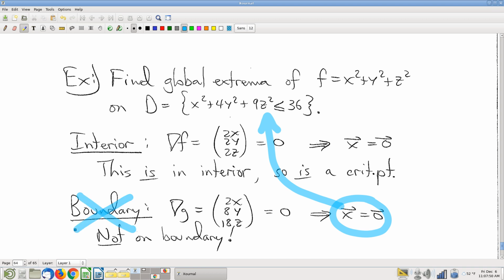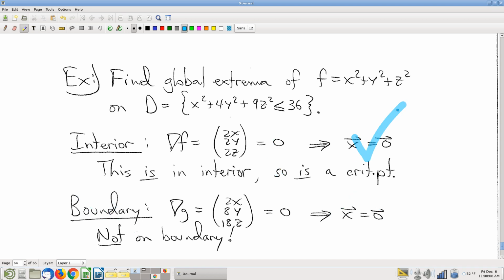Because it's not on the boundary. The boundary is the ellipsoid, the surface ellipsoid, where you have equals 36, and if x is the origin, then that's not there. So this does not produce any critical points. Now, of course, we've already agreed that that's a critical point for interior reasons, right? But anyway, don't label this as a degenerate critical point.